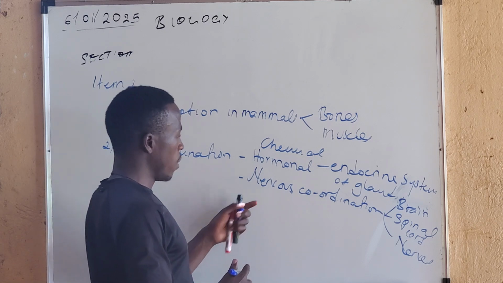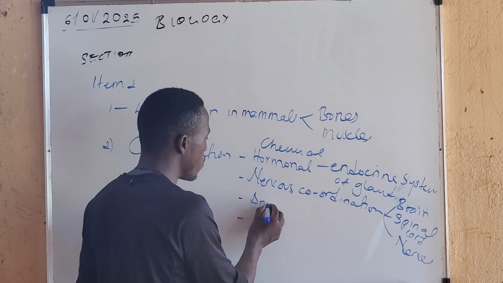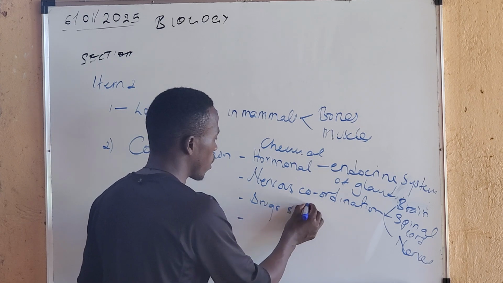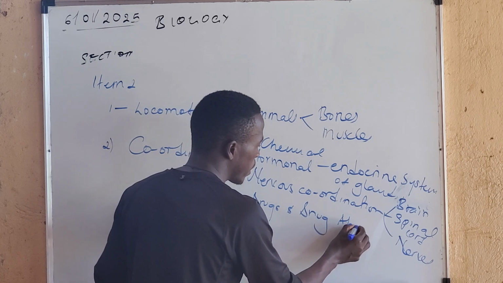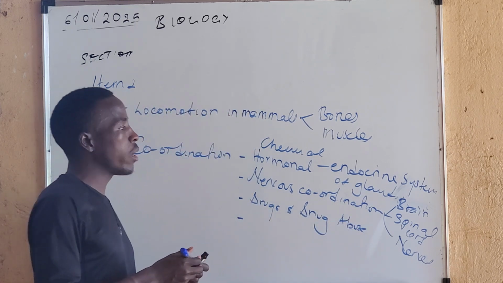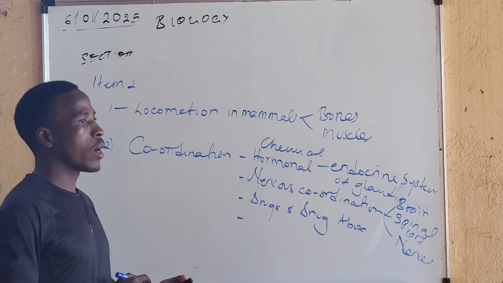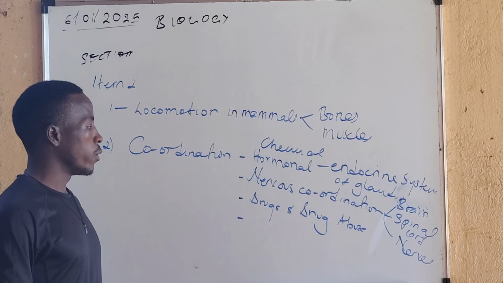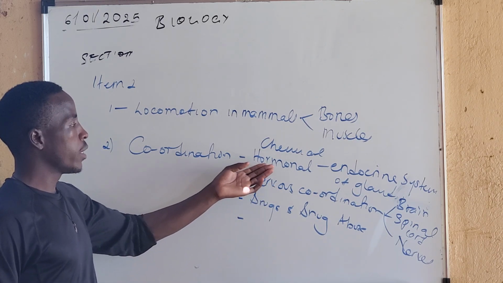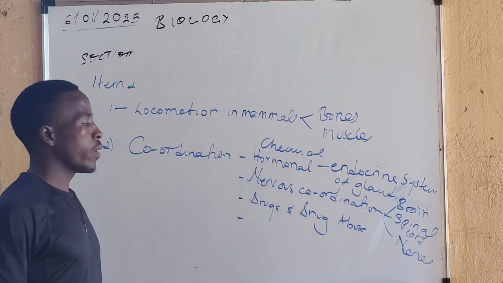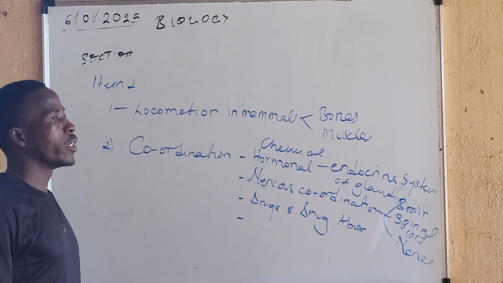Now, number 3, we have drugs and drug abuse. A learner in an exam must be aware that in item number 2, I will be looking at drugs and then drug abuse. Am I clear? Drugs and then drug abuse. Then hormonal coordination and then nervous coordination. That is what we call chemical coordination, or coordination.